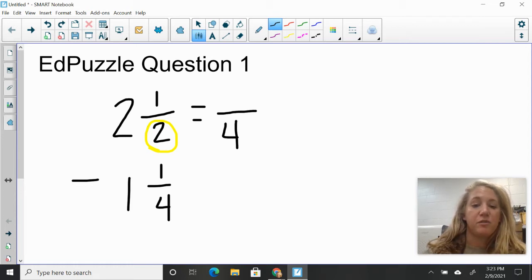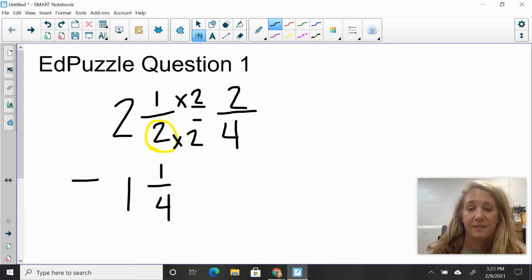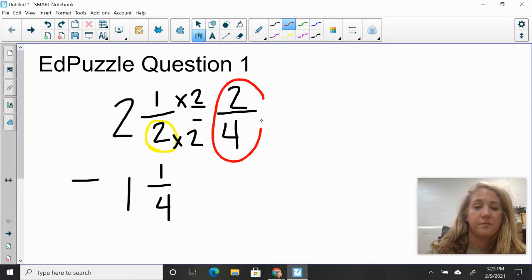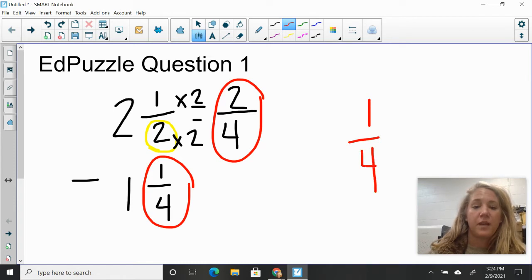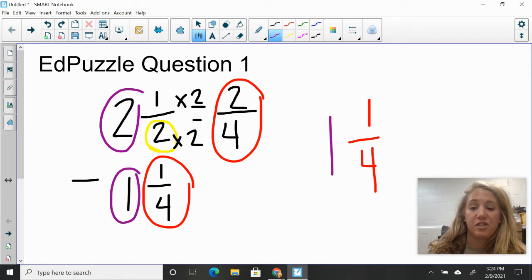So how do I get from 2 to 4? By multiplication, and I say 2 times 2 is 4, and I need to do the same thing to the top. 1 times 2 is 2, and so therefore 2 1/2 is now going to be 2 2/4. And so now I'm ready to subtract. I am taking 2/4 and subtracting 1/4 from that, and that is going to leave me with 1/4, and then my whole numbers, 2 minus 1 is 1. So my answer for the first question is simply 1 1/4.